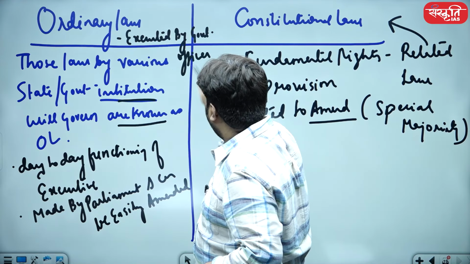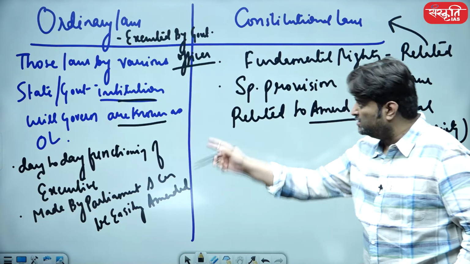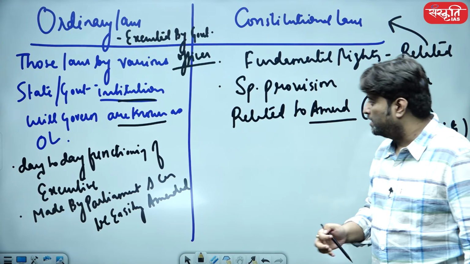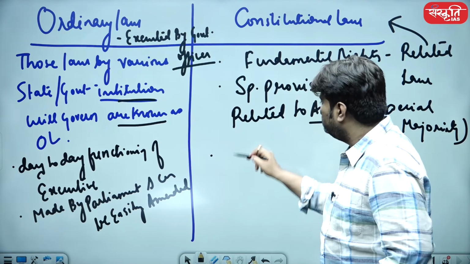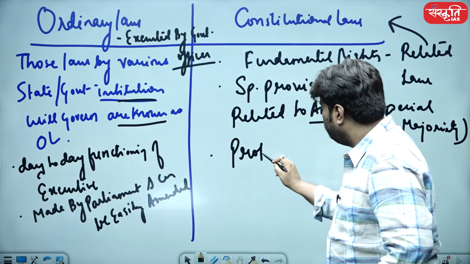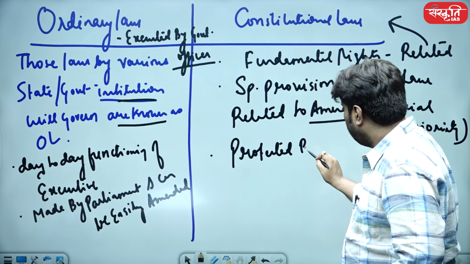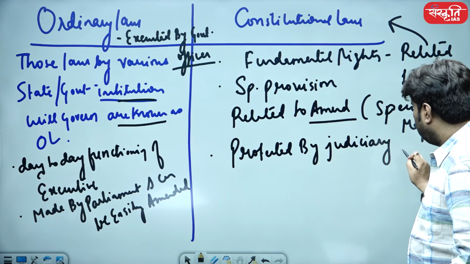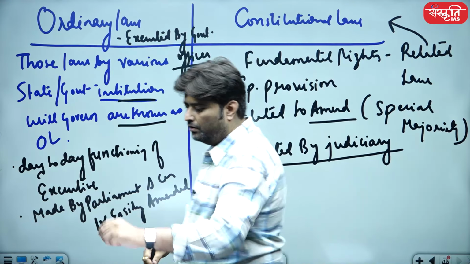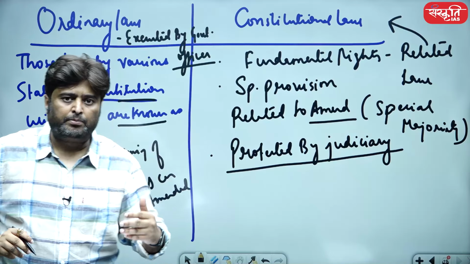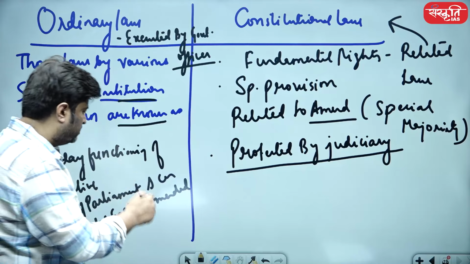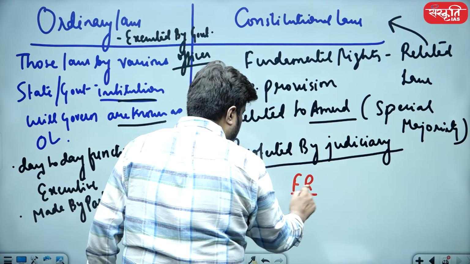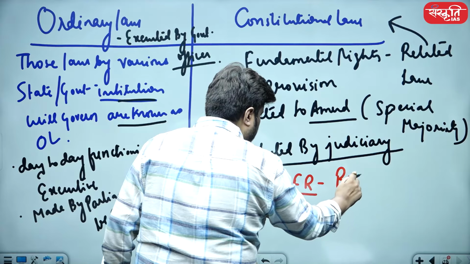Ordinary law is going to be executed by a government officer. Ordinary law is being well executed by a government officer, whereas constitutional law is protected by the judiciary. And one of the most important examples of constitutional law is fundamental right. Let's say right to equality.